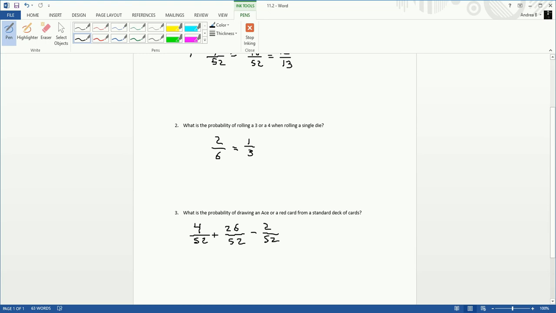So then whenever you go through and combine those together here, we'd get 28 out of 52. And then if you simplify 28 divided by 52 there, you would get 7 over 13. Once again, you can either leave it as a fraction there, or you can convert it to a decimal or percent. Any of those forms would work.